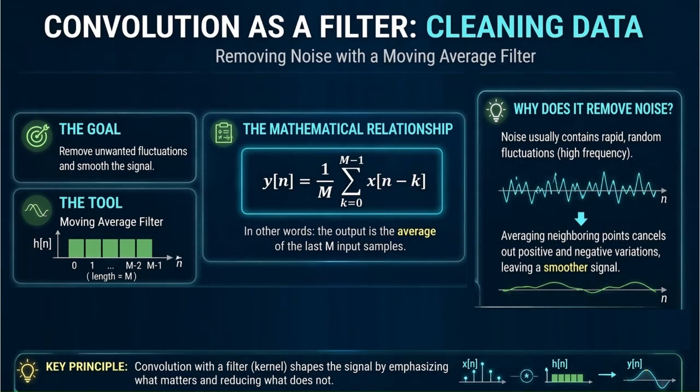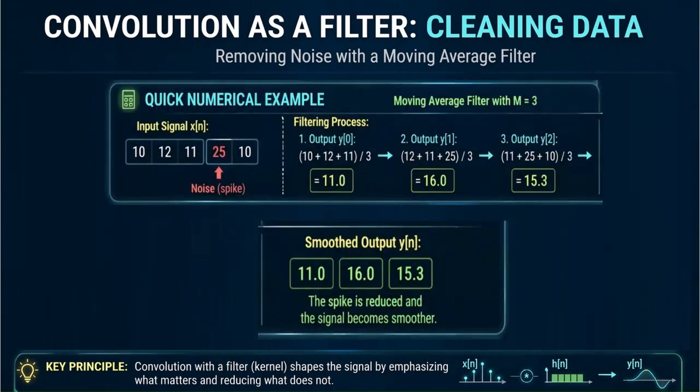Why does this remove noise? Because noise usually consists of rapid random fluctuations. When you average multiple points, positive and negative variations cancel out, leaving a smoother signal. Example: input 10, 12, 11, 25, and 10. The value 25 is noise.